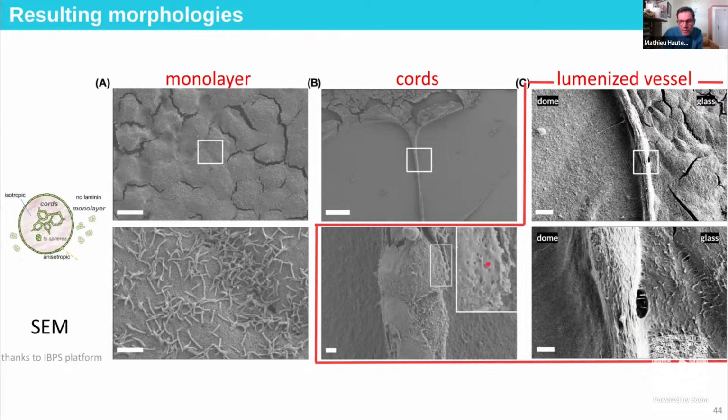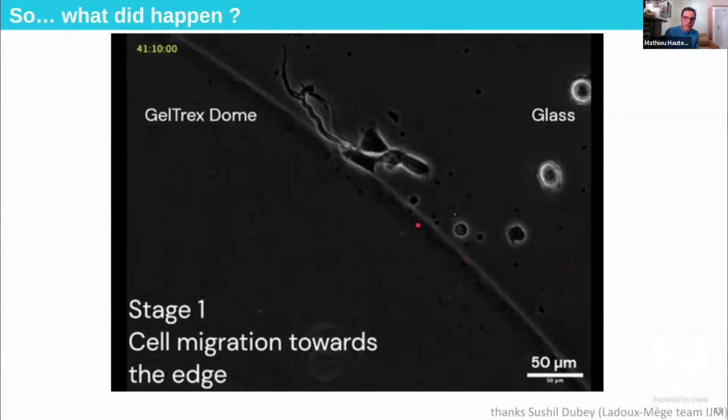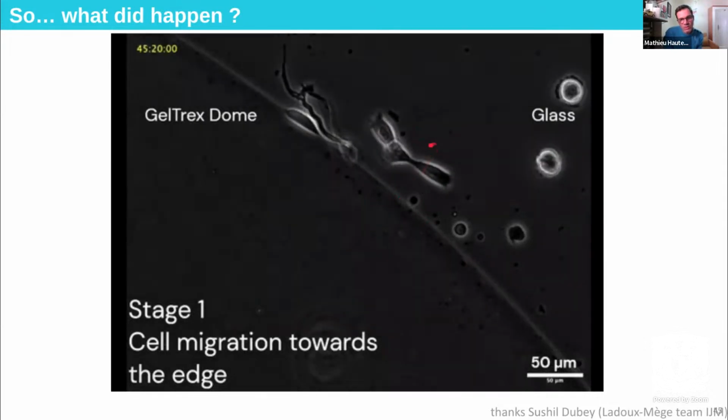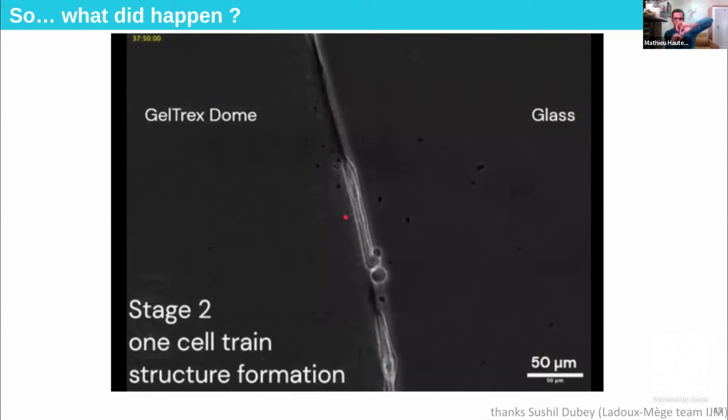And we have quantified their amount, and they're actually visible and present here for 5 to 7 days, which is a very important hallmark, telling us, I am a liver sinusoidal endothelial cell, which is very important. The way they do it, I have a short animation for you. They first have a migration stage towards the edge, and then they really like this edge, and they never move from this edge. They form a train 1 cell wide, 1 cell thin, if you want, of a structure.